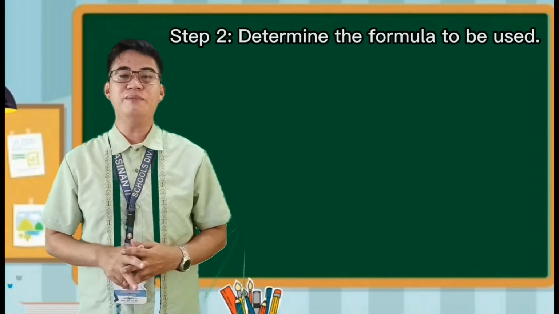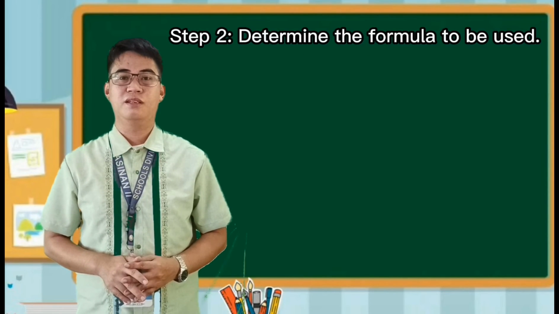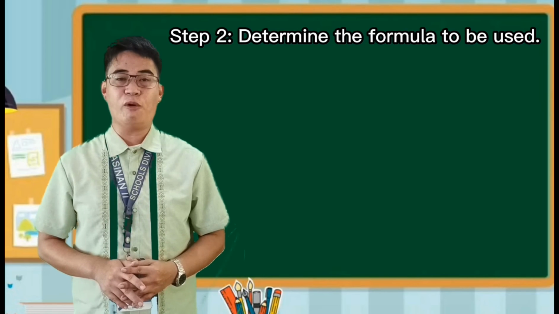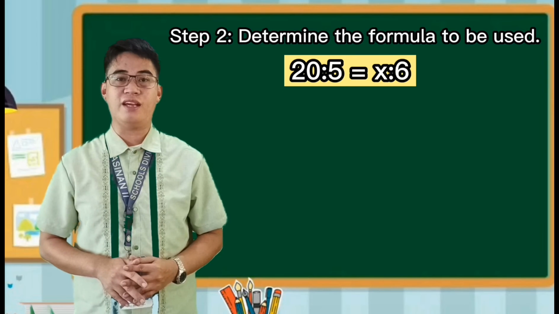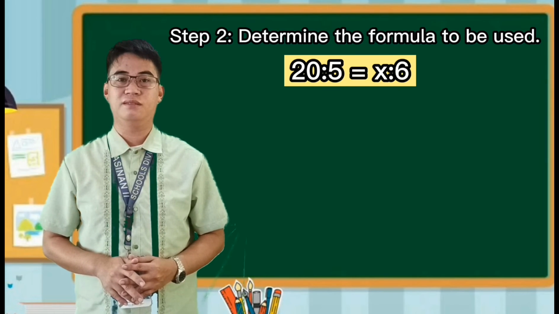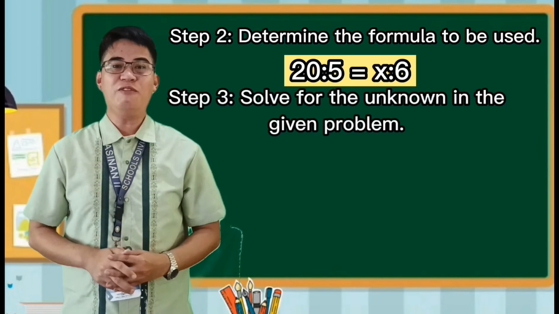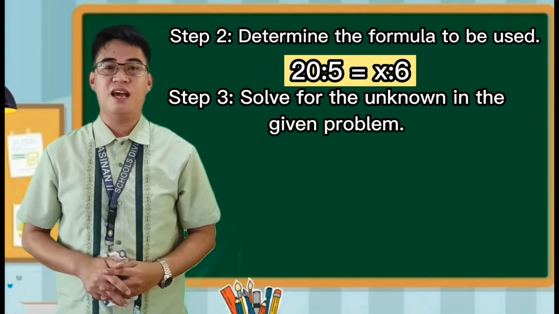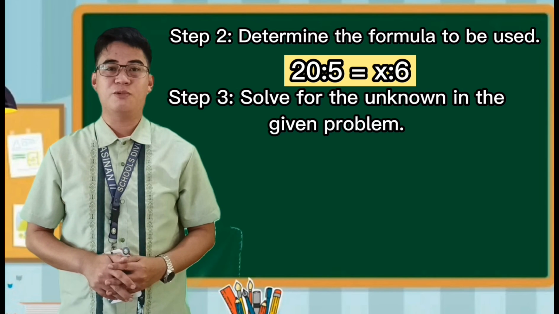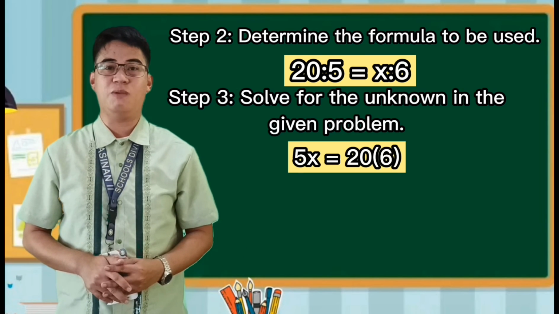Step 2. Determine the formula to be used. So, let's form a proportion, and that is 20 is to 5 is equal to x is to 6. Step 3. Solve for the unknown in the given problem. Multiply the means as well as the extremes. So we have 5x is equal to 20 times 6.